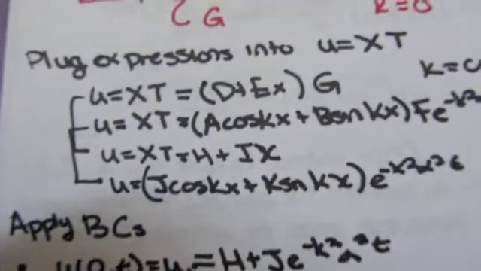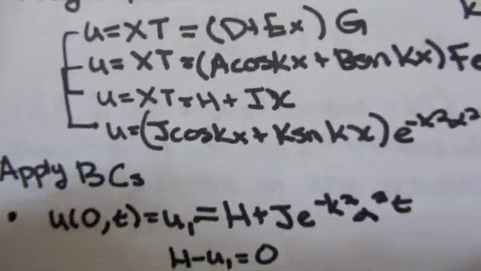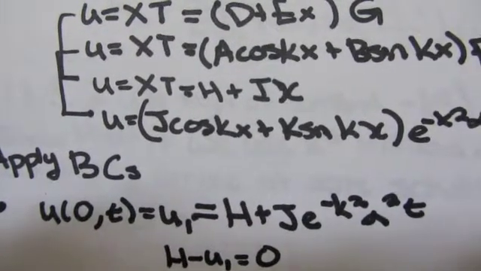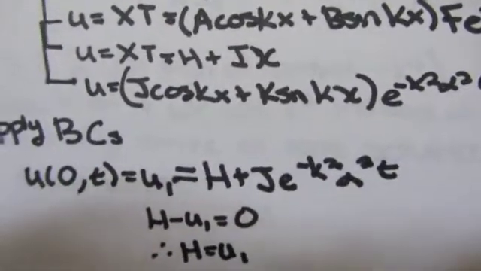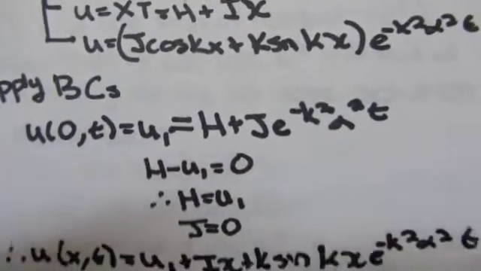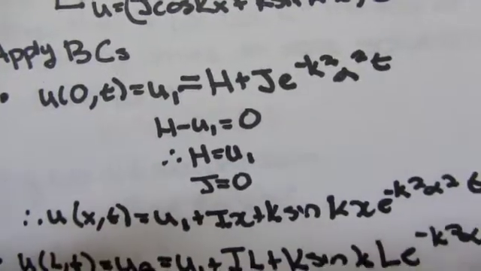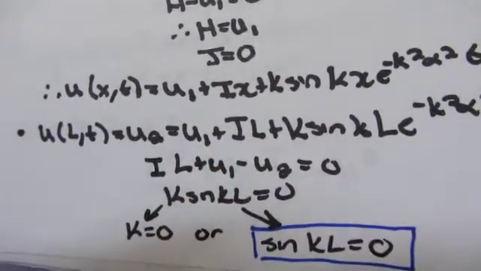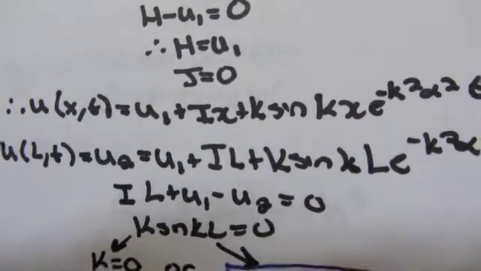Then the next step is to apply the boundary conditions to what we have. For the first boundary condition given, u(0,t) equals u1, you're going to plug that into the relations given and simplify. So we see that we've figured out the values of the constants H and J. And then we do the same thing with the second boundary condition, u(l,t) equals u_t.